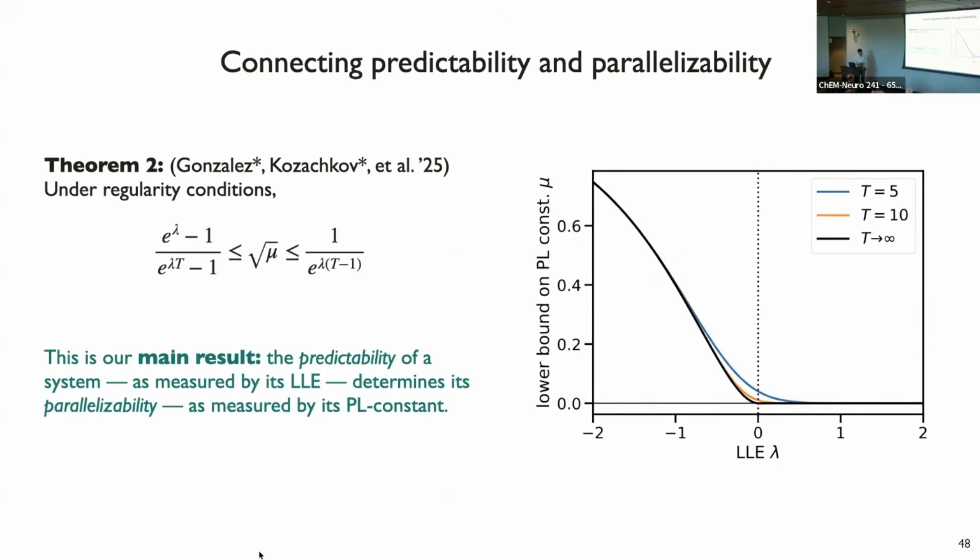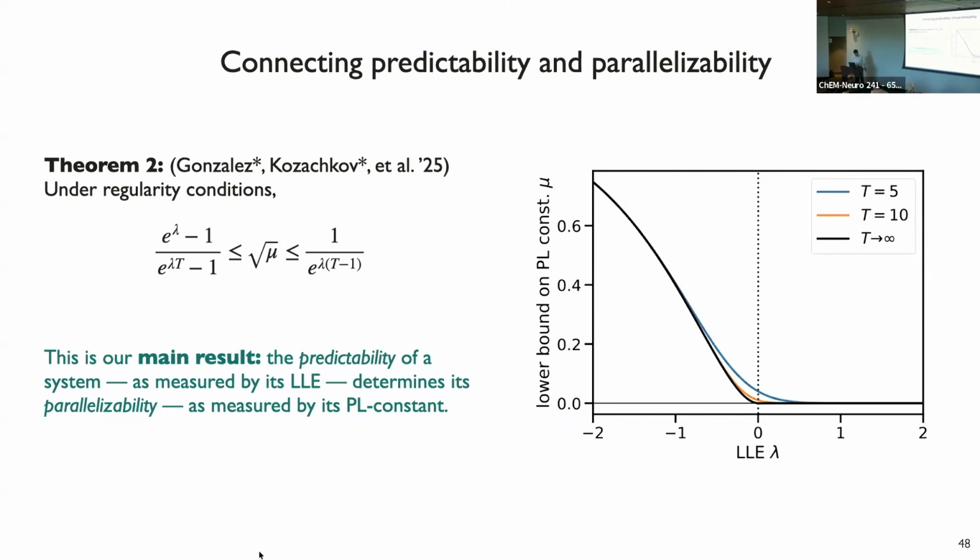You see lambda on both sides. And that's the core result. It's that the predictability of the system, as measured by this Lyapunov exponent, determines how well we can optimize it, and therefore how easily we can parallelize it. This plot on the left is just this theorem shown again as a picture.